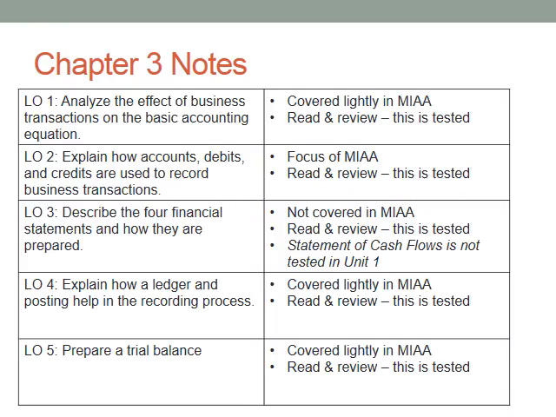So Chapter 3 has 5 learning objectives. The first learning objective is about the effects of the business transactions on the accounting equation. So this is going to be covered in MIAA. Make sure that you do read and review because these applications are tested. Chapter 2, the debits and credits. This is the most important topic of Chapter 3. Make sure that you do understand and practice debits and credit rules.